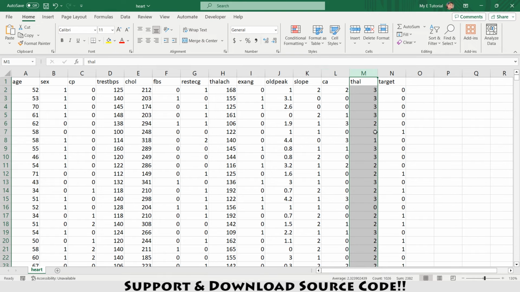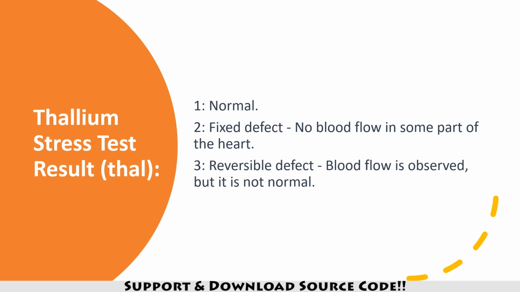So the next one is THAL, thallium stress. If the value of this column is 1, it means normal; 2 means fixed defect, no blood flow in some part of the heart; and if the value of this column is 3, it means reversible defect, blood flow is observed but it is not normal.